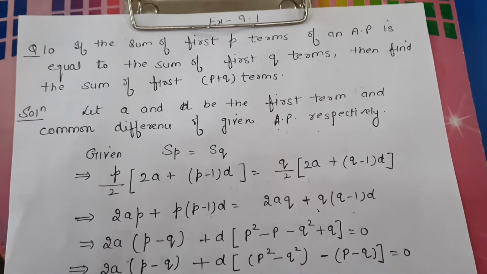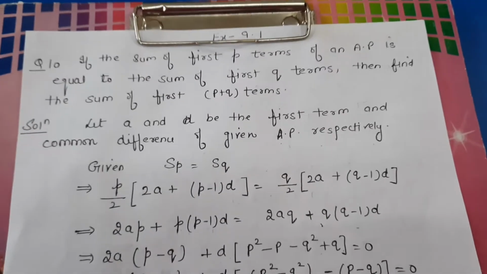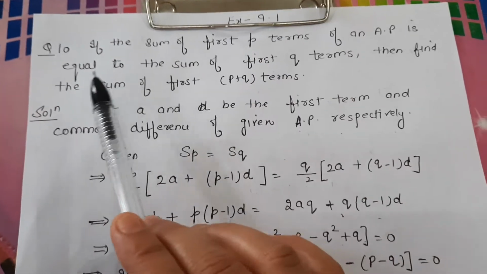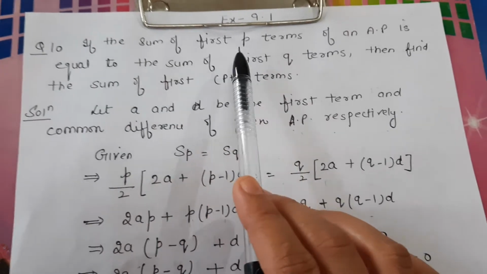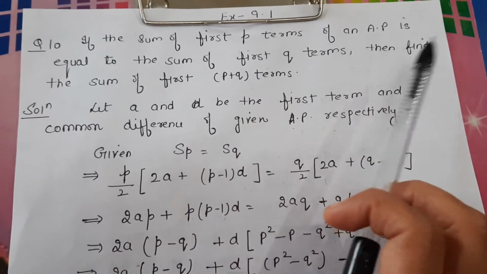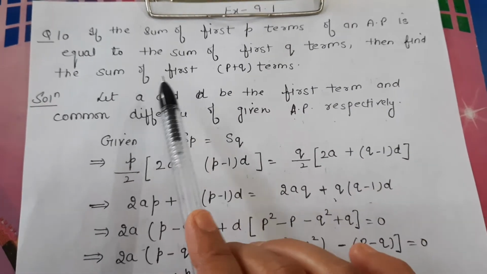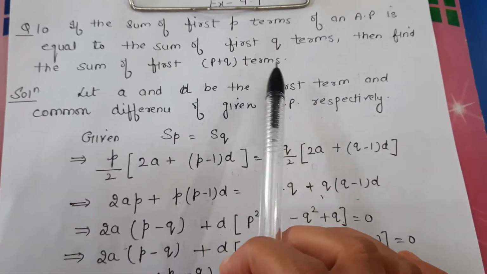Good morning, students. In this video, I am going to discuss some more questions from exercise 9.1. Now, question number 10 is: if the sum of first p terms of an AP is equal to the sum of first q terms, then find the sum of first p plus q terms.